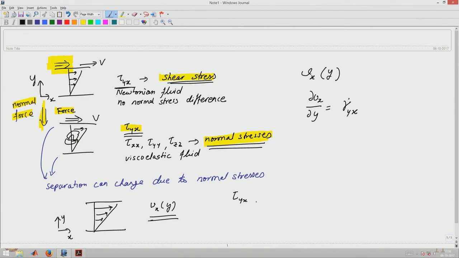And additionally, of course, we have tau xx, tau yy and tau zz, which are the normal stresses, and we also have the other two, tau yz and tau zx, as the two other shear stresses. So, using material symmetry arguments, one can show that both of these will be 0 for simple shear flow.